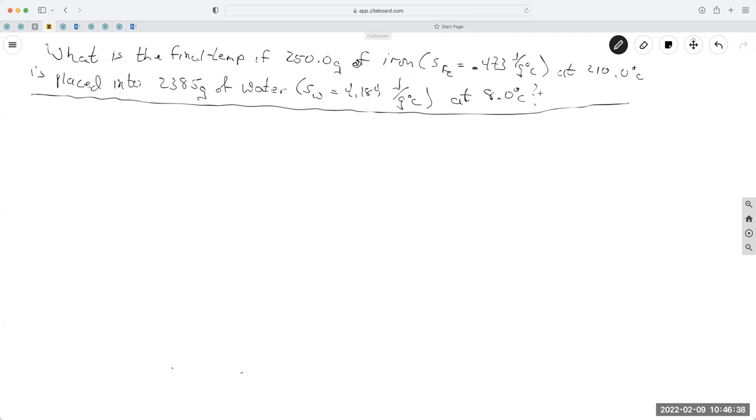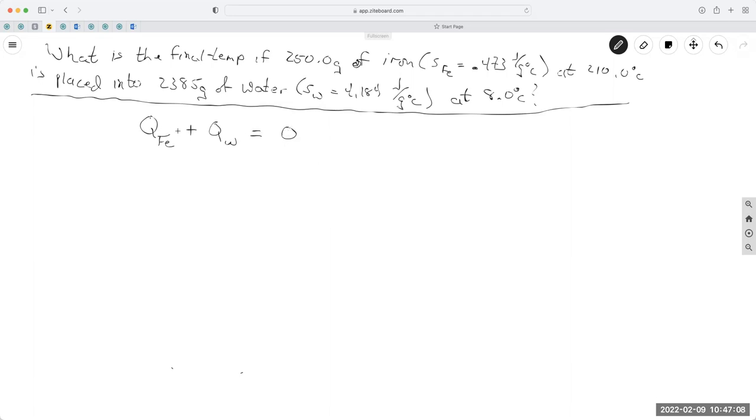What you're doing is you're putting hot metal in cold water, and we want to find the final temperature. Now, in this case, because there's two things, we want to start with the law of conservation of energy. Law of conservation of energy says total amount of energy doesn't change. Another way of saying it is the sum of the heat changes will be zero. So we're going to start here. The Q of the iron, plus the Q of the water will add up to zero.